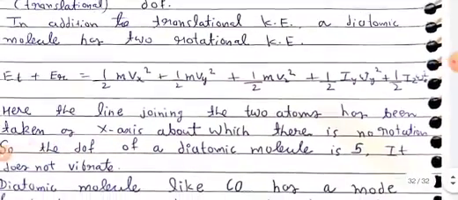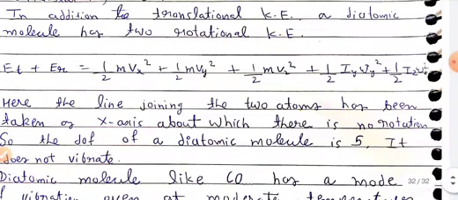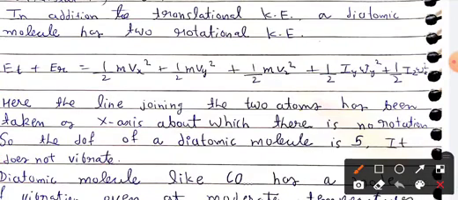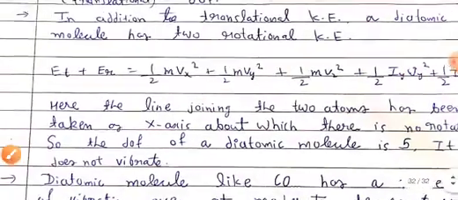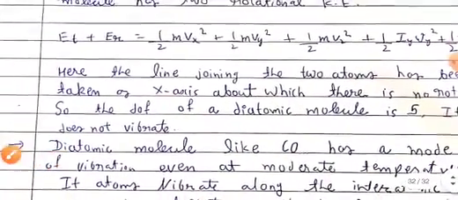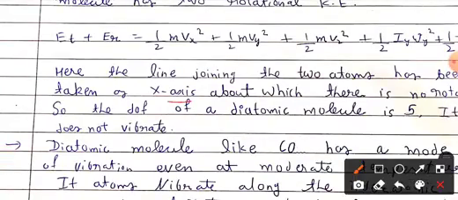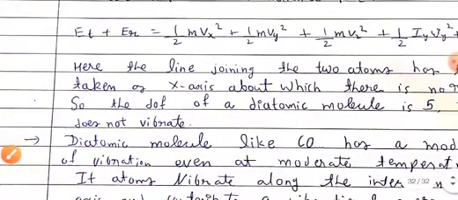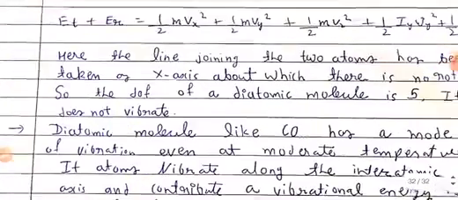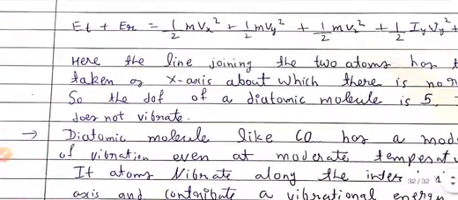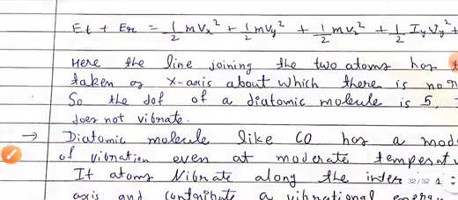Okay, the rotational motion. Now the particle is not rotating about the x-axis, because the particle was itself in the x-axis, so it is not able to rotate about the x-axis. That's why the rotational motion will be in the y and z directions. So omega y and omega z are considered here. Here the line joining the two atoms has been taken as the x-axis, about which there is no rotation. So the degree of freedom of a diatomic molecule is 5. It doesn't vibrate. If it is not vibrating, the degree of freedom is 5.